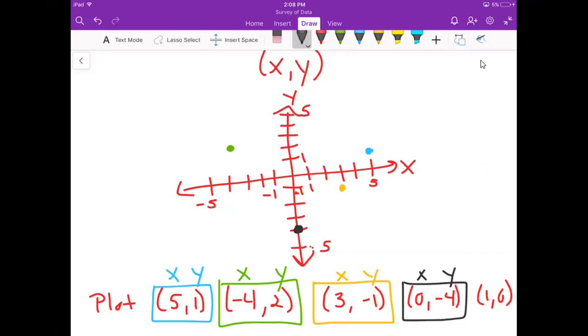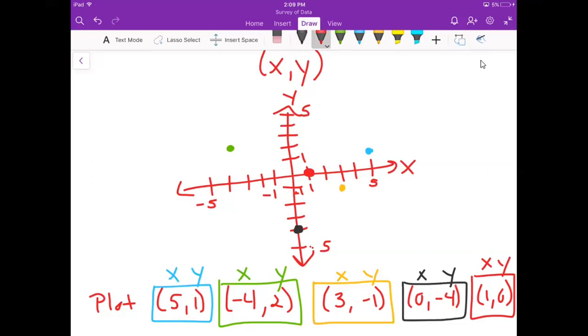Now our last point has an X value but a 0 for the Y value. That means from the origin, I just go in the X direction, 1 to the right, but I don't go up or down because Y is 0. So I just have this point here on the x-axis where x is 1 and y is 0.